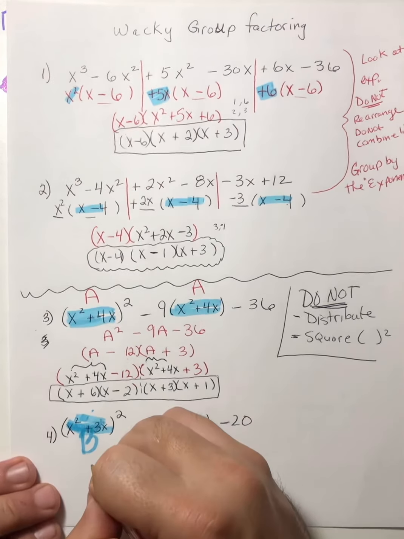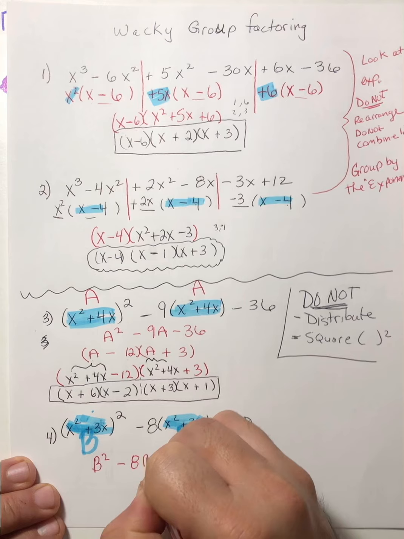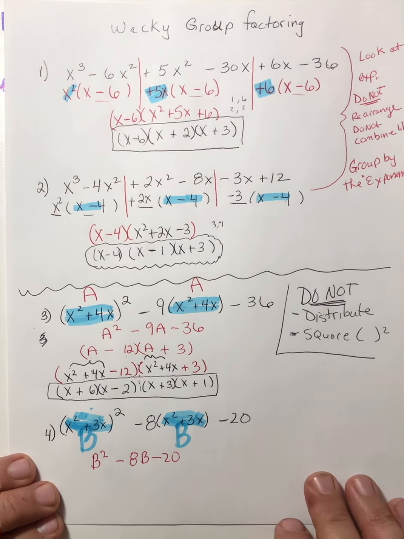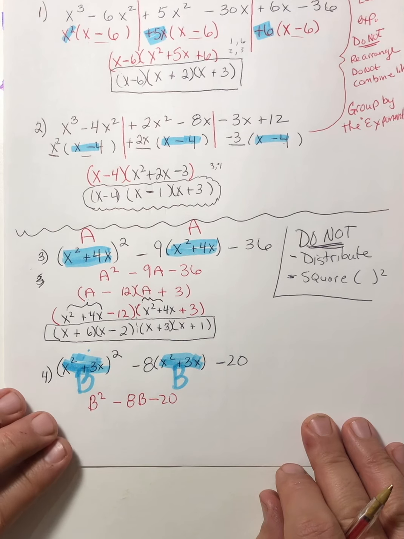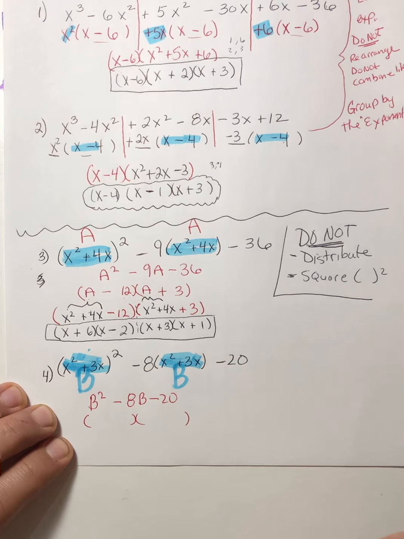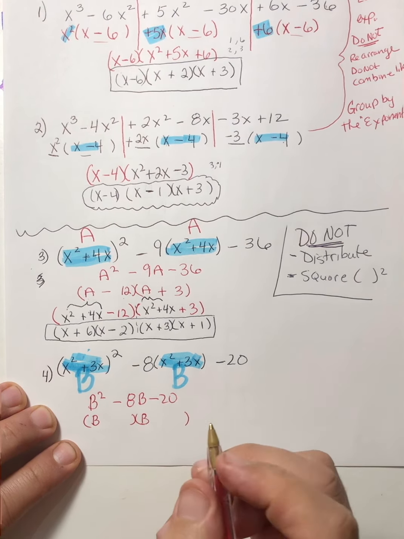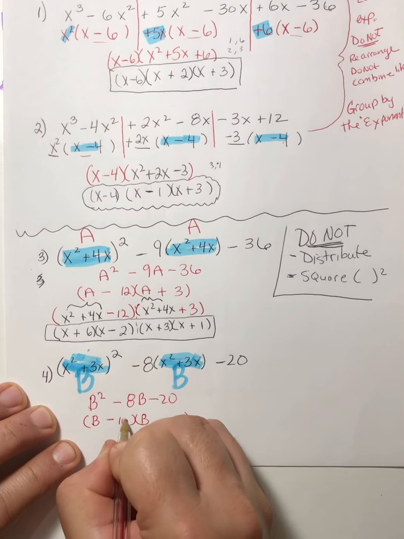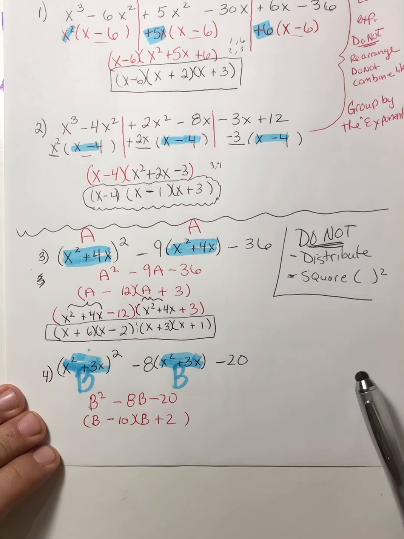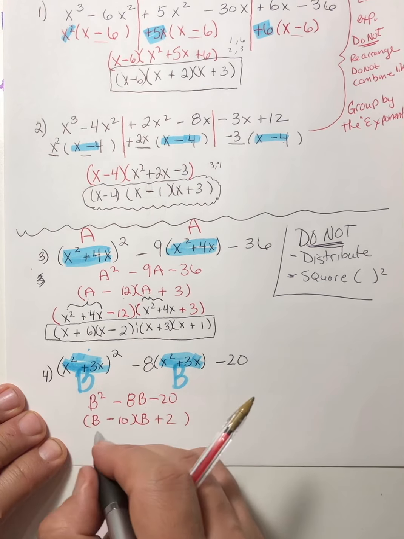So we have b squared minus 8b minus 20. Now I just have to factor that. Let me slide this up so I have more room. So we have b, oh, what's that, 10 and 2. So minus 10 plus 2. All right, so what are we going to replace the b with? That's right, b gets replaced with this, x squared plus 3x.